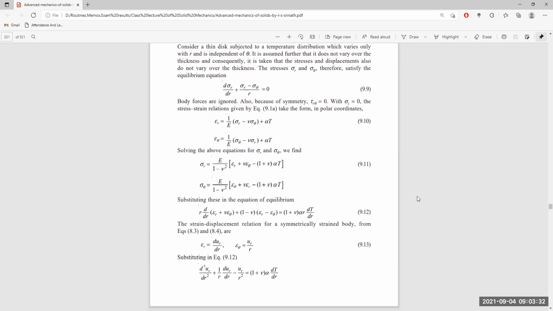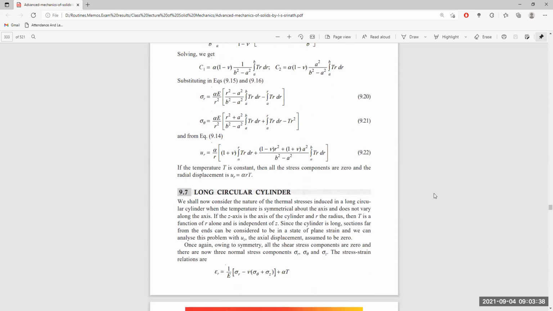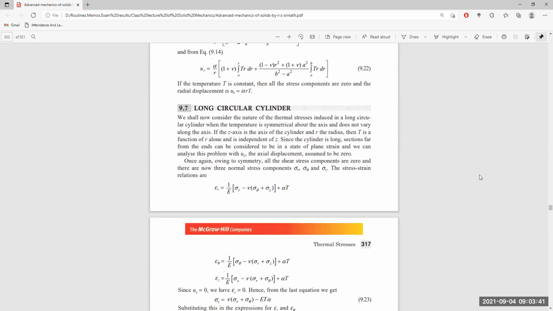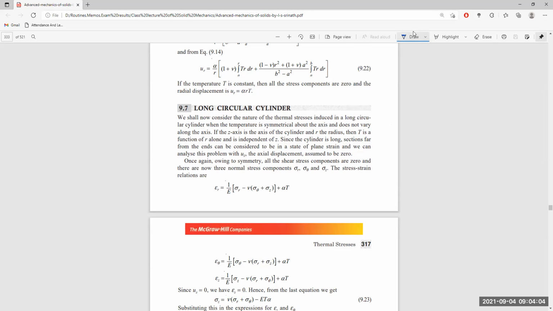Now, let us go through another item known as the long circular cylinder. Here, we will consider the nature of thermal stresses induced in a long circular cylinder. What is the nature of thermal stresses induced in the long circular cylinder?